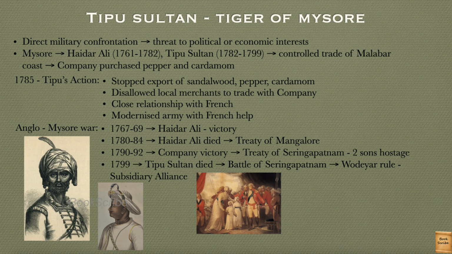The Mysore state at that time controlled the Malabar coast trade. In the present day, that is the coast of Karnataka and Kerala. Here the company purchased pepper and cardamom, and exported them from here to their country, England, and also the European area. In 1785, Tipu Sultan stopped the export of sandalwood, pepper and cardamom through his country's ports, that is Mangalore and Mahe. At the same time, he stopped the local merchants from trading or selling to the English company. He also had a close relationship with the French, and you must know that the French were the enemies of the British. So this also irked the English East India Company.